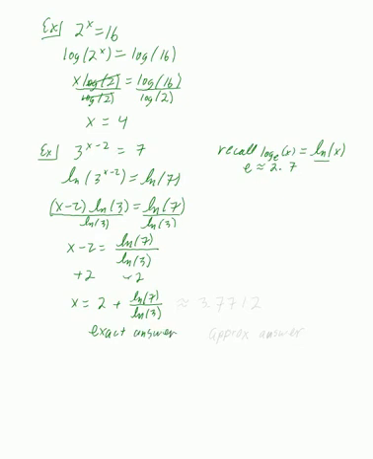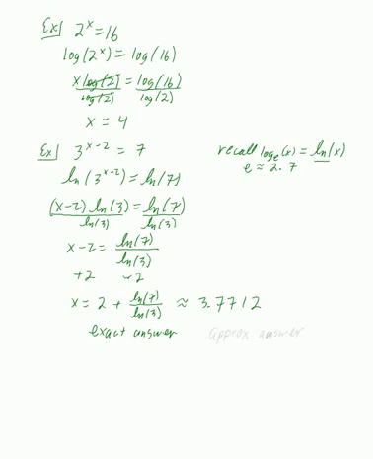Your teacher may ask you for the exact answer. This is what they would be looking for. Your teacher may also want you to come up with an approximated answer. In this case, when we divide the natural log of 7 over natural log of 3 and then add 2 to that, I'm going to get 3.7712, which is rounded off, of course.